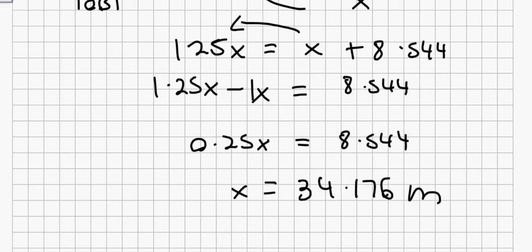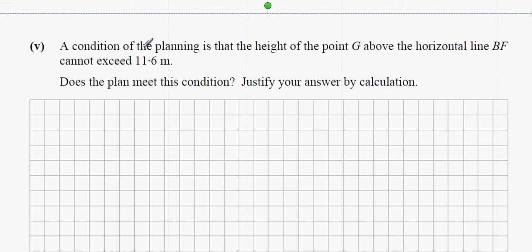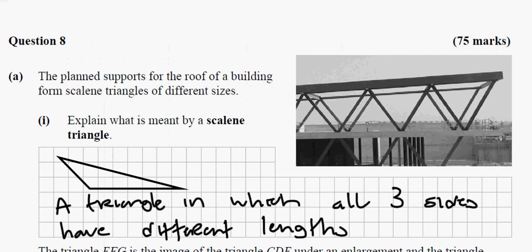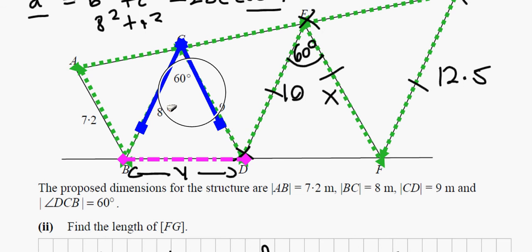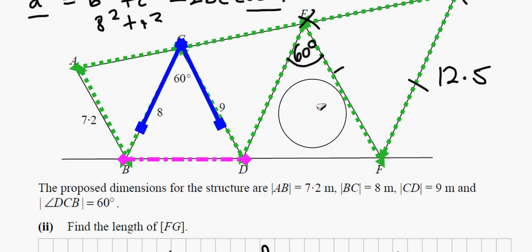Okay. A condition for the planning is that the height of the point G above the horizontal line BF cannot exceed 11.6. Does the planning meet this condition? Justify your calculation. Okay, so what we need to do is go back to the original diagram and we can just rub out our constructions from earlier. We'll zone in on what we're looking to do this time around.